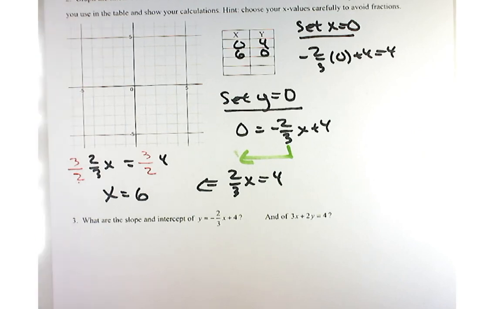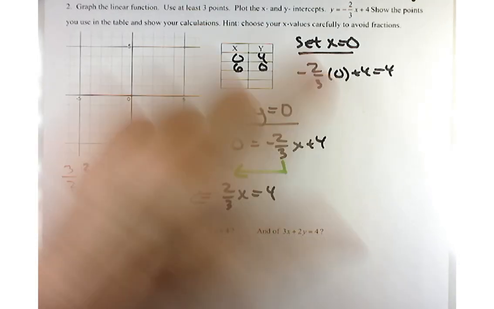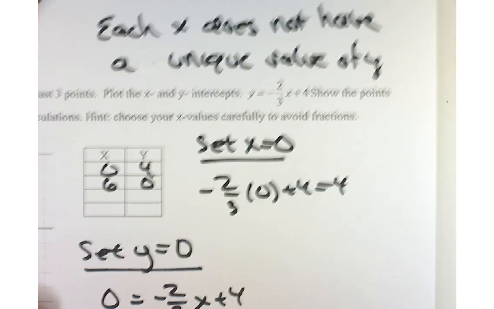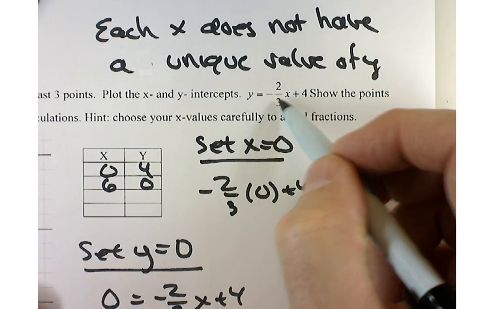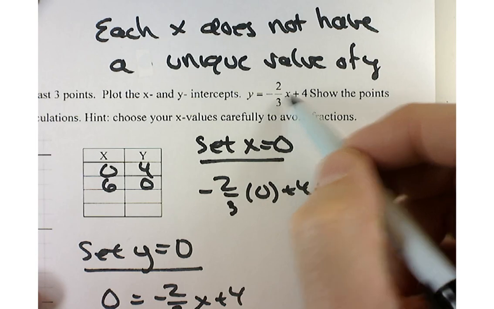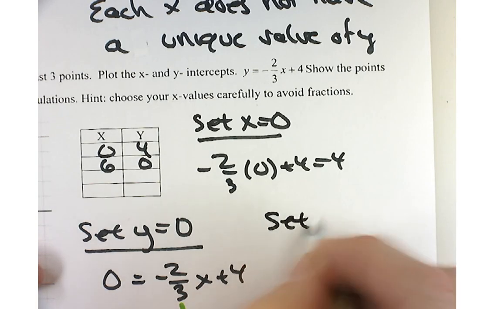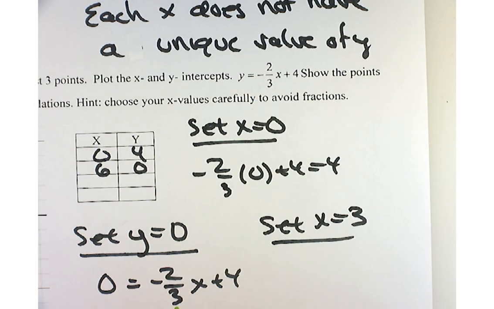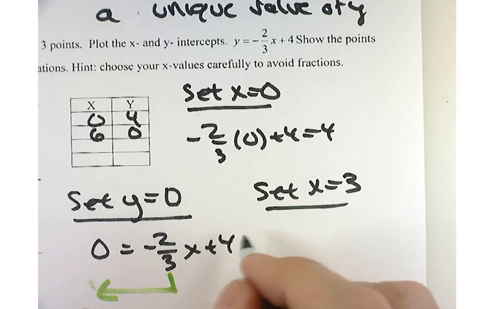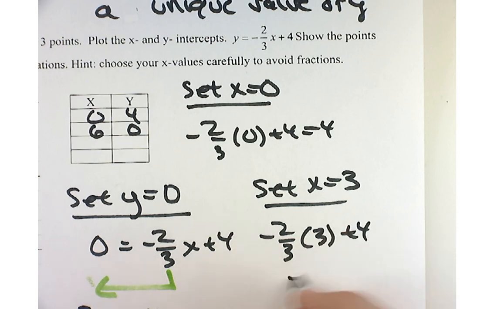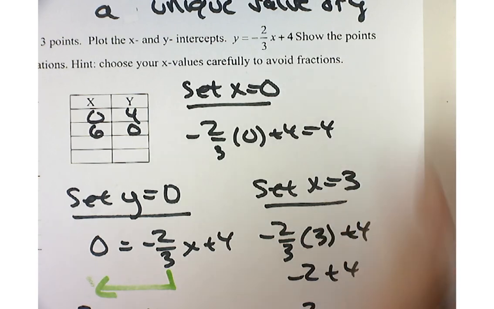And do you remember the trick that I showed you to get a nice even point? You want to choose something that's, what was the trick there? Denominator. Yeah, you want to choose something that's a multiple of the denominator. So something like a 6 or even a 3. So if I set x equal to 3, then I can avoid having to work with fractions because I chose a clever value there for x. So I get negative 2/3 times 3 plus 4. The 3 and 3 cancel. Negative 2 plus 4 gives me positive 2.